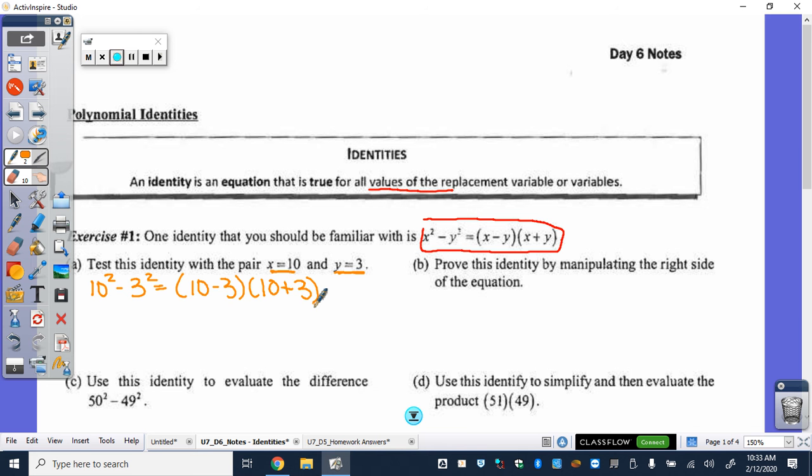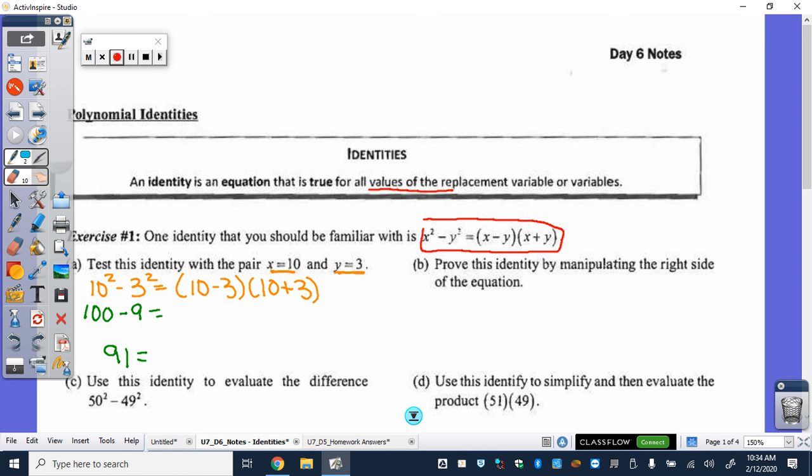So let's figure out the left side of our equal sign. What is 10 squared? 100. 3 squared. So 100 minus 9, 91. The left side gave us a 91.